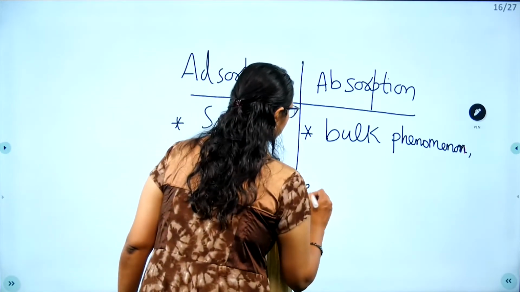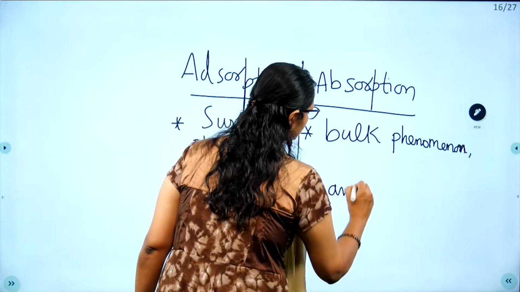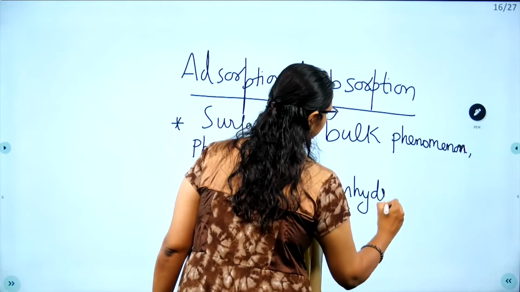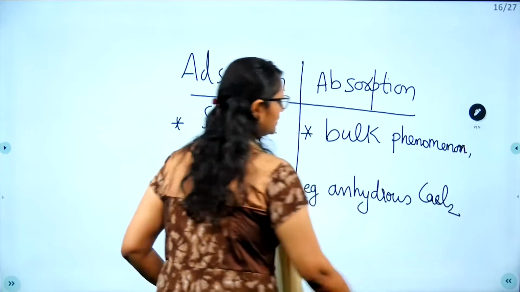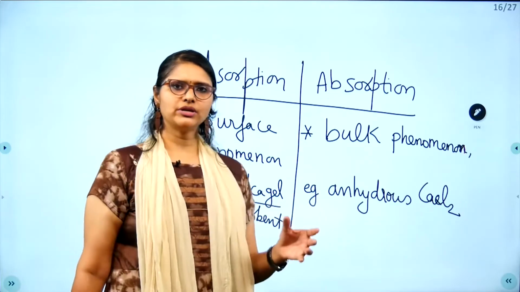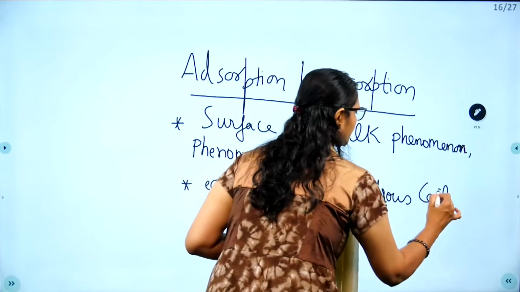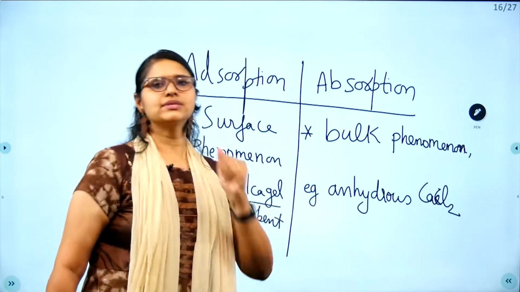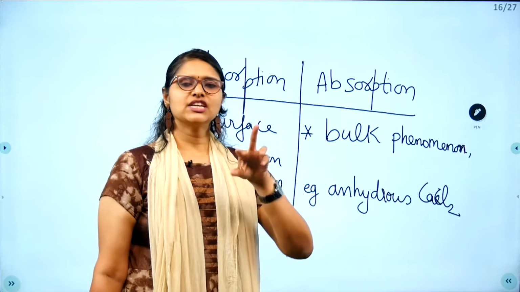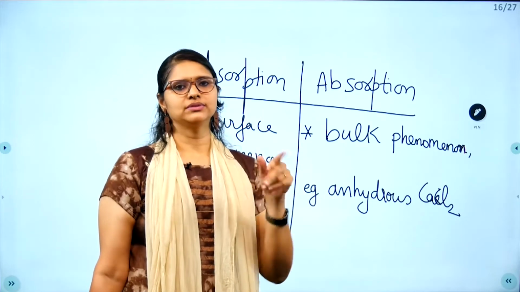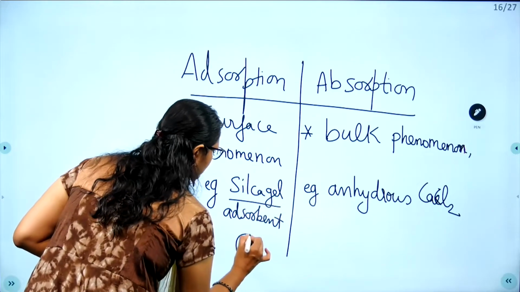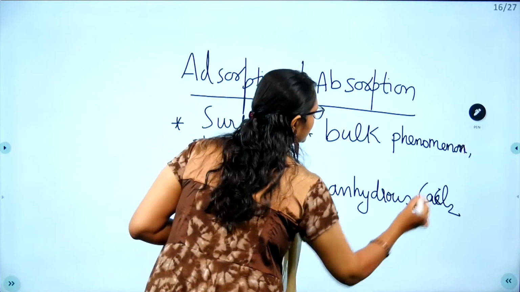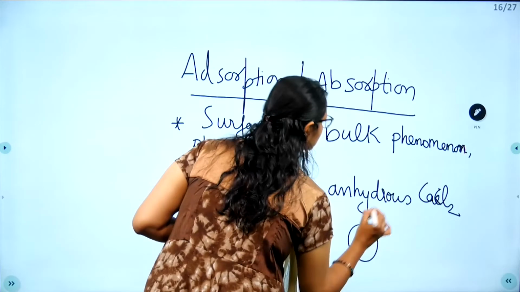If you use anhydrous calcium chloride, what it actually does is absorb the moisture. So there is a difference between adsorb and absorb. For example, if this is the adsorbent, this is an absorbent.